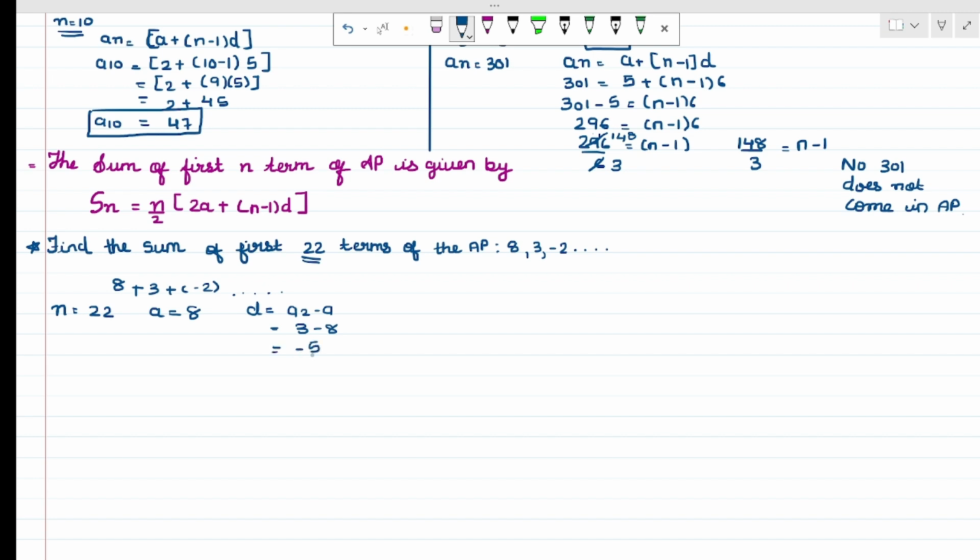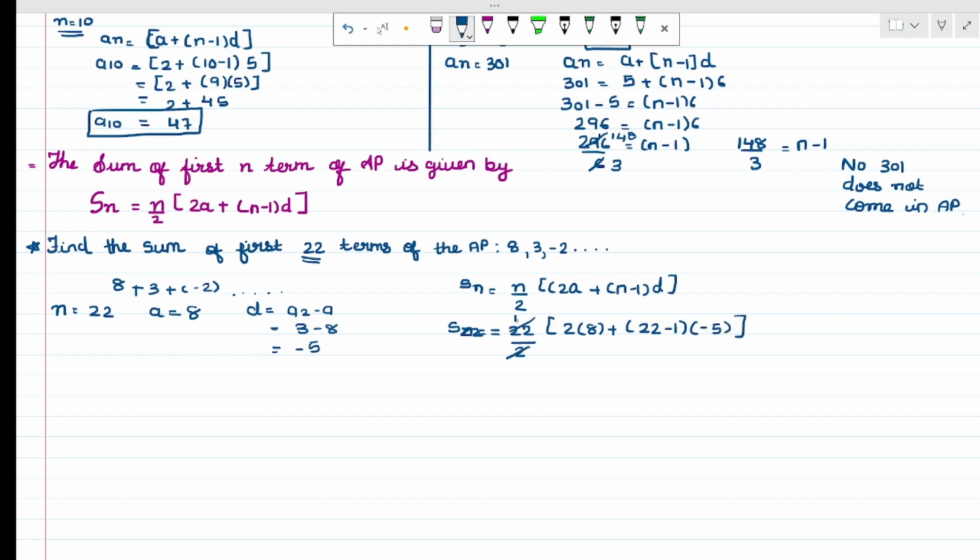Okay, now you need to find out by substituting all the values in the equation. Substitute your formula: Sn is equal to n upon 2, 2a plus (n minus 1) d. So we need to find the Sn, that means S22 equals 22 upon 2, 2 into 8 plus, wherever I see n, I will substitute 22 minus 1. What is my d? My d is minus 5.